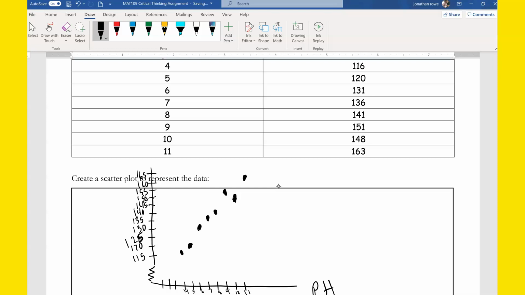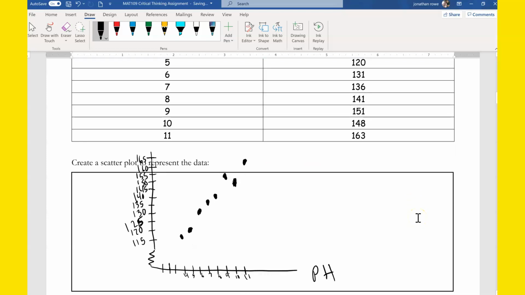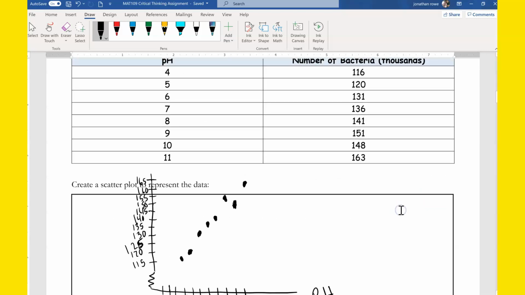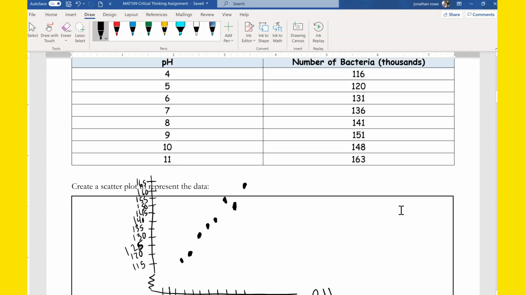Okay, so something along those lines is what you'll need to draw in that box. I need to label my y-axis: bacteria in thousands.